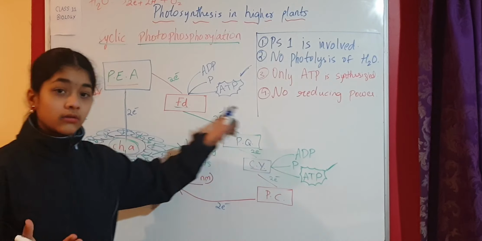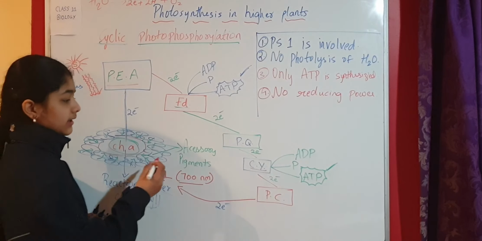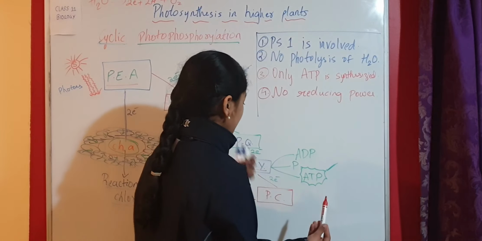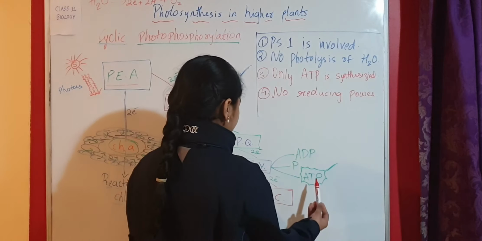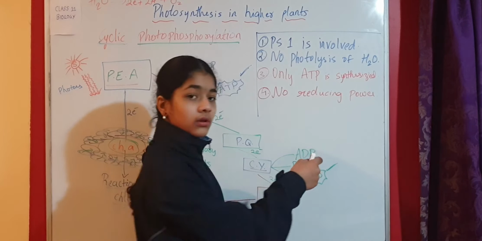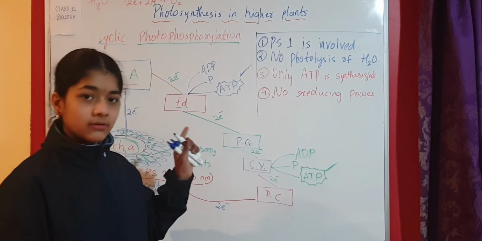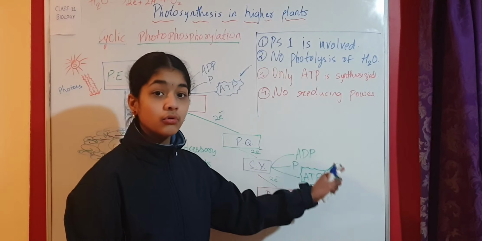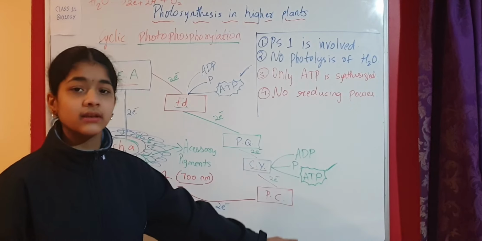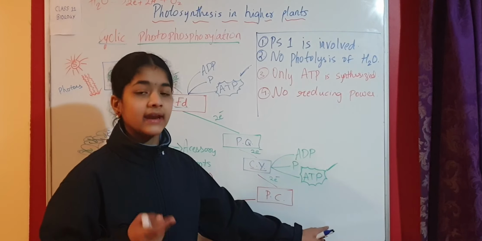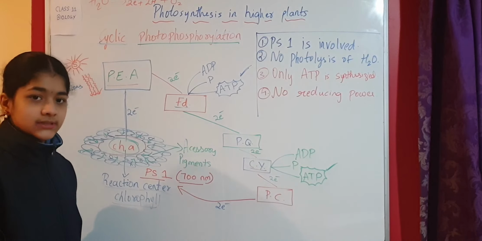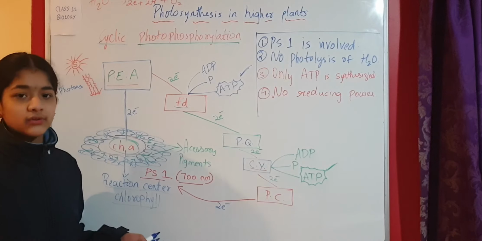When we looked at non-cyclic pathway, when it went to PS1, it went to the primary electron acceptor, and from the primary electron acceptor it went to the ferredoxin electron acceptor, and from ferredoxin to NADP, and there it gets reduced. Here there is no NADPH which is forming. That's why there is no reducing power at all.